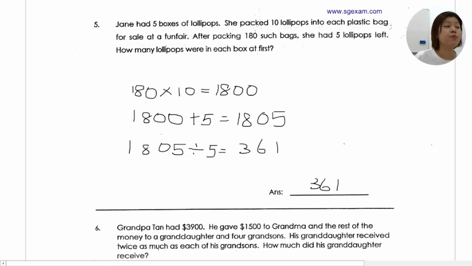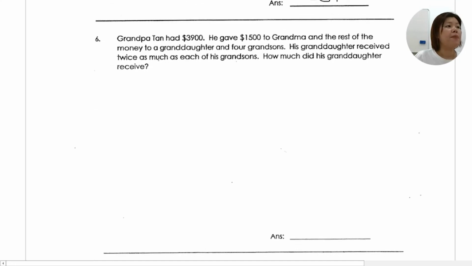Okay, so let's move to the next question. Grandpa Tan had 3,900. He gave 1,500 to Grandma and the rest to the granddaughter and 4 grandsons. His granddaughter received twice as much as a grandson. So how much did the granddaughter receive?